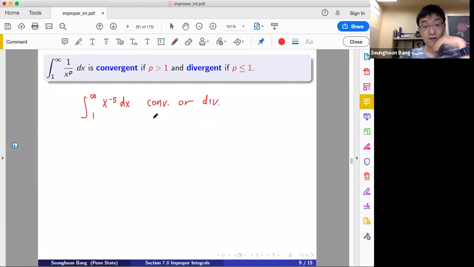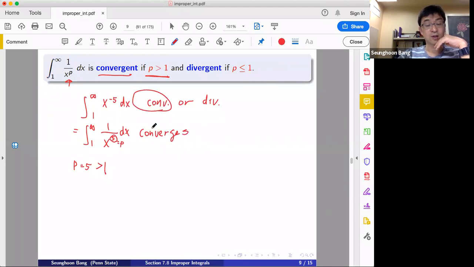Answer is convergence because I'm going to change the 1 to infinity like fraction form. We have 1 over x to the 5 dx. You can check, this 5 is p. So p equals 5, exactly greater than 1. P is greater than 1. Answer is convergence. That's it. This is the answer. What is this one?